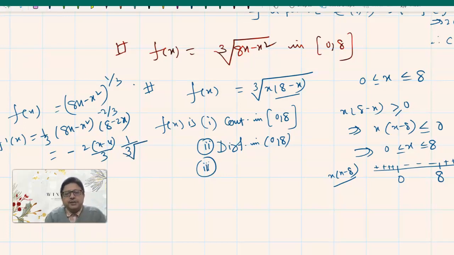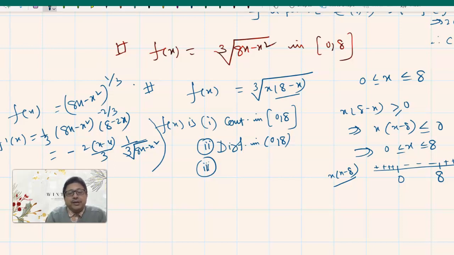It is differentiable in (0, 8), because of the derivative you are going to find, which involves 8x minus x square. If we choose the open interval, then there is no chance of getting something by 0. That's why you can say that it is differentiable in (0, 8). All of you understand? Because this term vanishes when x equals 0 and x equals 8. So it is differentiable in (0, 8).